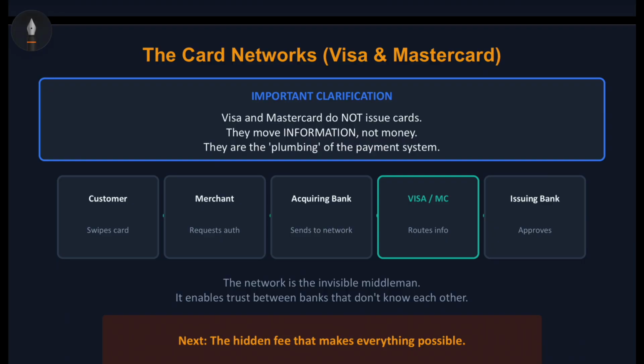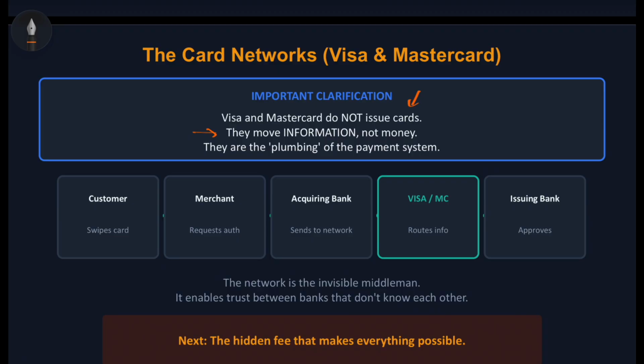So let's move to the next stakeholder of the network, which is the card network, which are basically Visa and MasterCard. What Visa and MasterCard are actually in the business of, they are not in the business of issuing cards. They are just in the business of moving the information and never the money. They are basically the plumbing of the payment system.